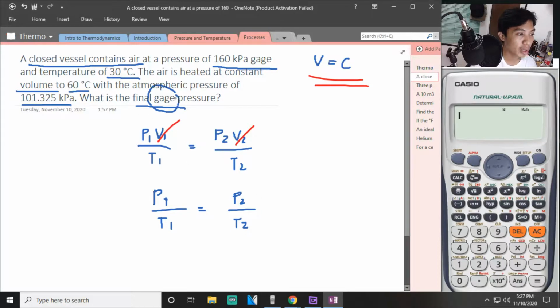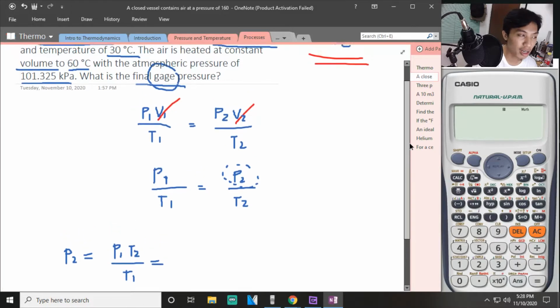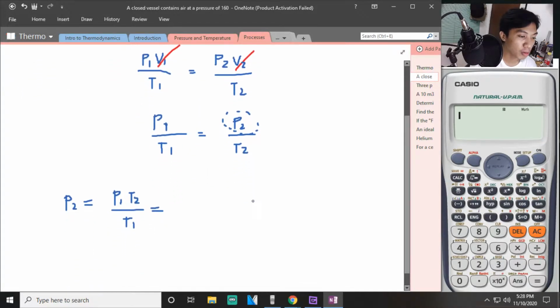Now, what are we looking for here? The final gauge pressure. So, this one. We are looking for P2. Then we could reform the equation. So, P2 in gauge, okay? Equal to P1 times T2 over T1. Now, let us list the values first. So, P1, that is 160 kPa gauge. Okay? kPa.